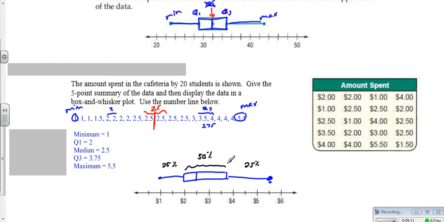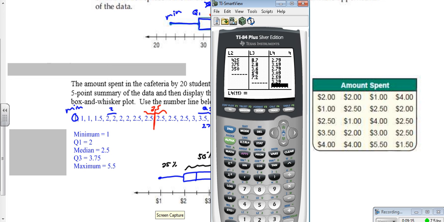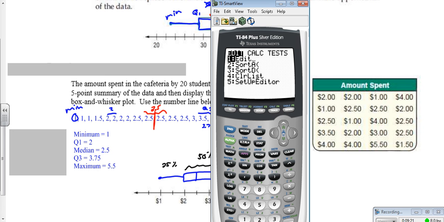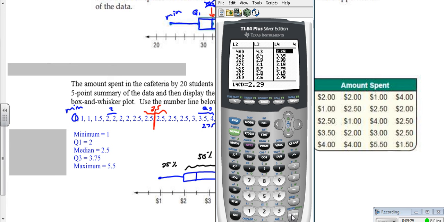Now I can do this on my calculator. So if I call up my TI, I'll quit here and I'll show you what I did. I go Stat, Edit, so Enter, and I put in all my entries there. So if I go to list 1 here, there's 2, 1, 2.5, 3.5, and so on. I go all the way down. I entered all the numbers. There's 20 of them.